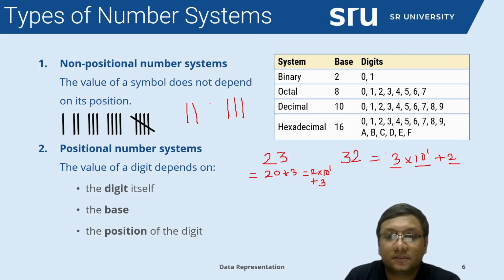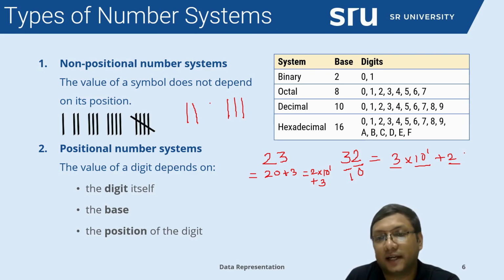Positions mean, for example, if we take 32, the position of 2 is called the 0th position and the position of 3 is the first position. That is why 3 into 10 to the power 1 is the value at that place, and 2 into 10 to the power 0 for the other. So in positional number systems the value of a digit depends on these 3 factors.